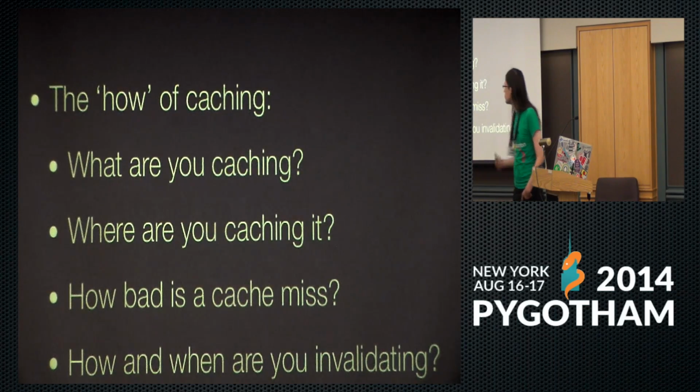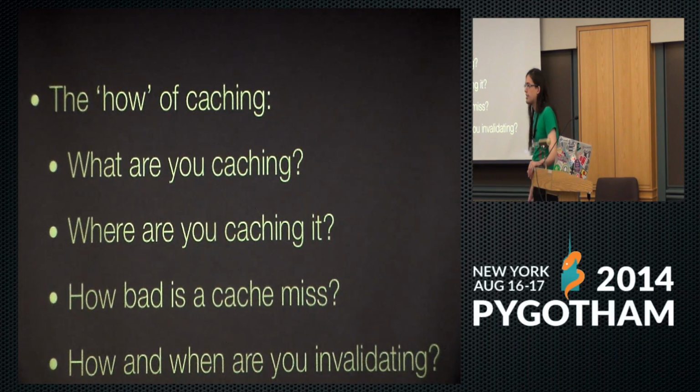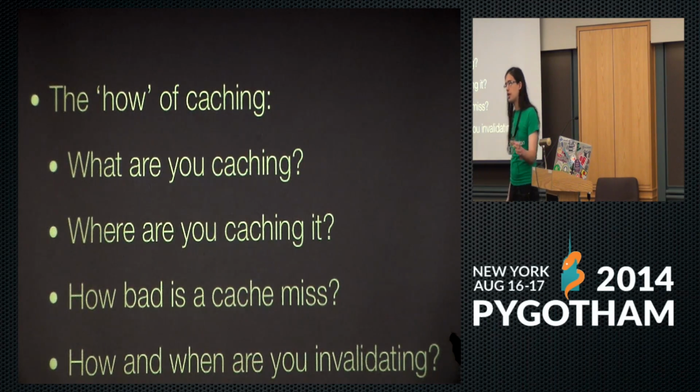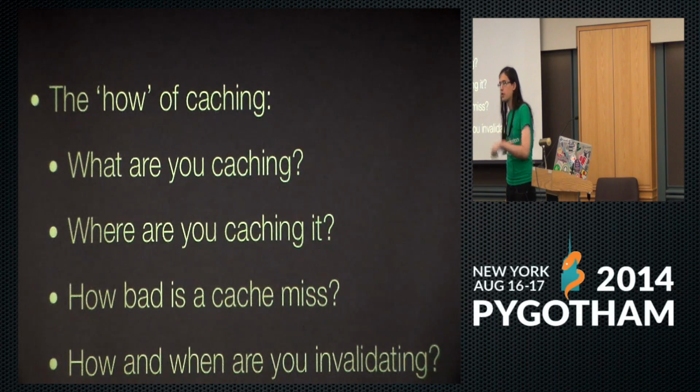So the takeaways. What are you actually caching? That's a pretty important one to know. Where are you caching it? Is that in memory? Is it on the file system? Is it in a database table? How bad is a cache miss? What actually happens? One common design pattern is, if there's a cache miss, you only spend a little bit of extra time doing that. Then you do your work. Then you return a response to the user. And then you actually keep doing work after you return the response.